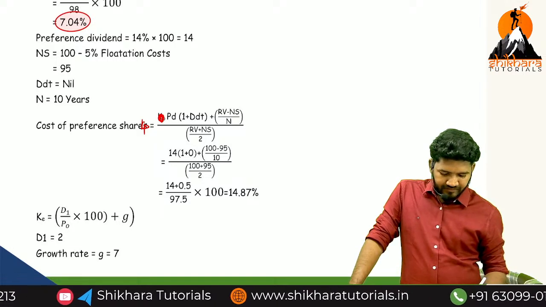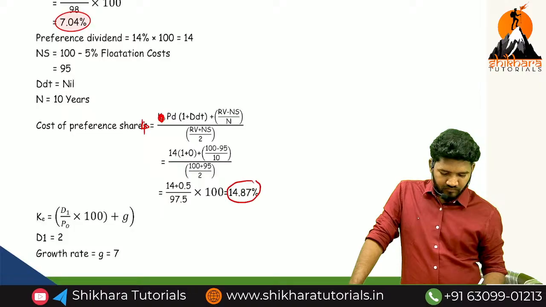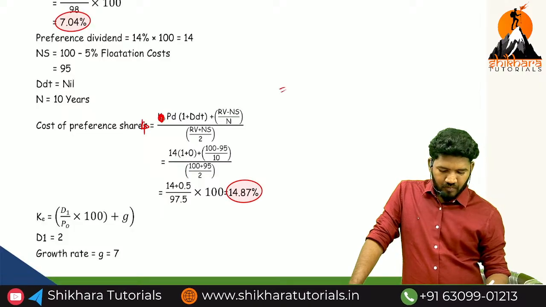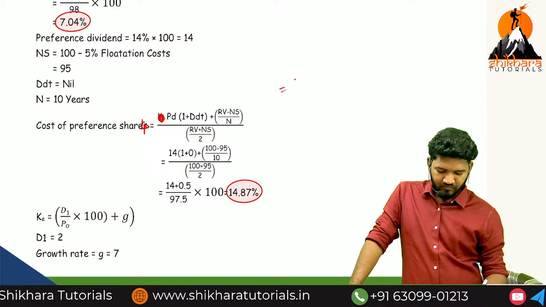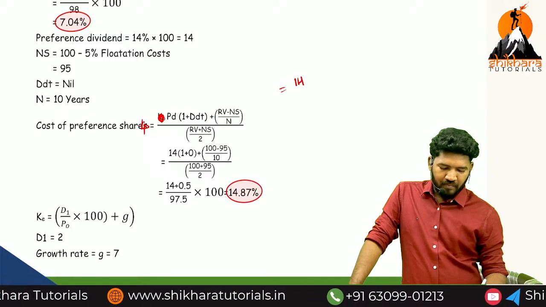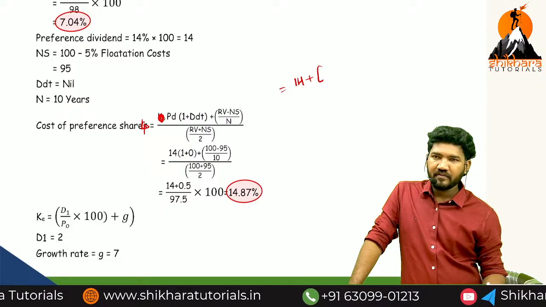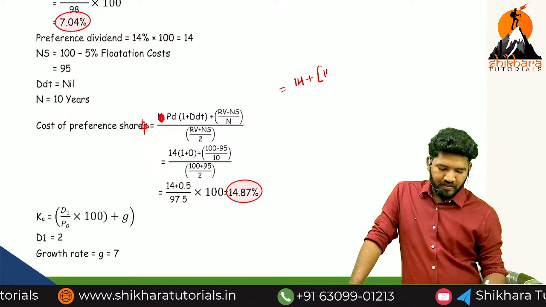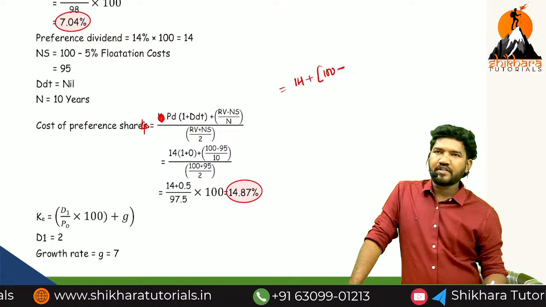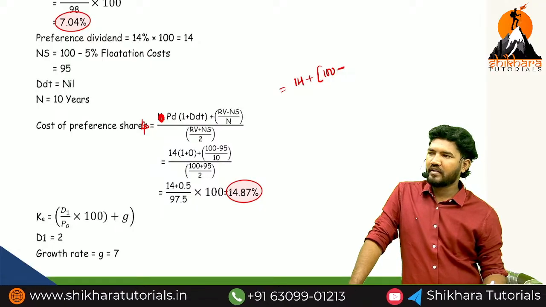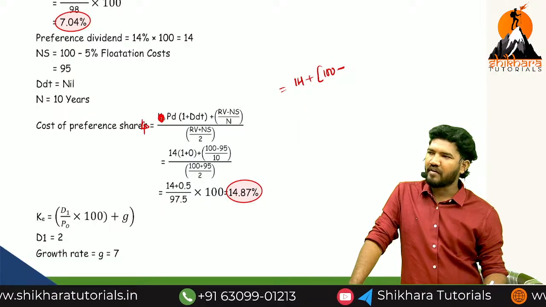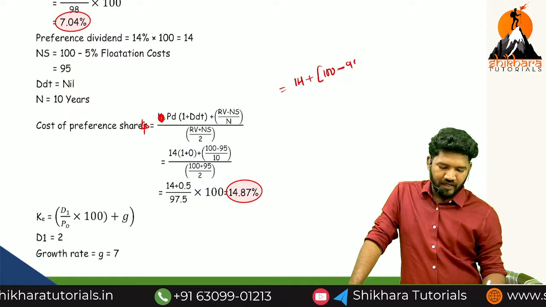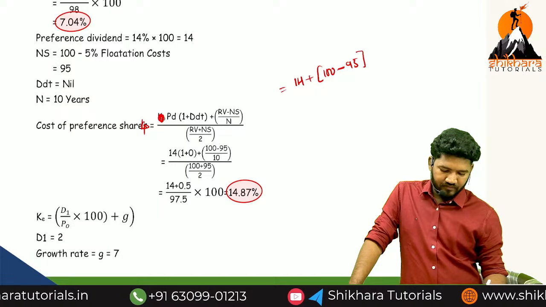KB, sir. What about the preference dividend percentage? 14 rupees, yes or no? Plus repayment at par, 100 rupees. Net proceeds, they're sold at 100. They need to pay flotation cost 5% on face value, so 95 I received net. How many years?